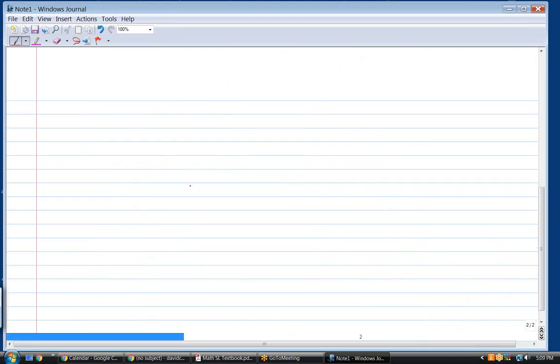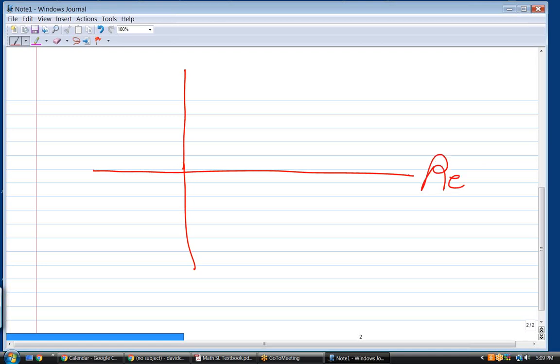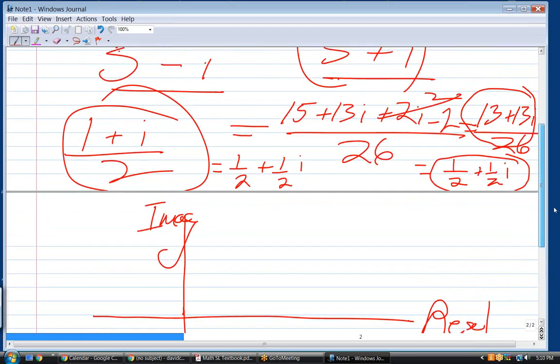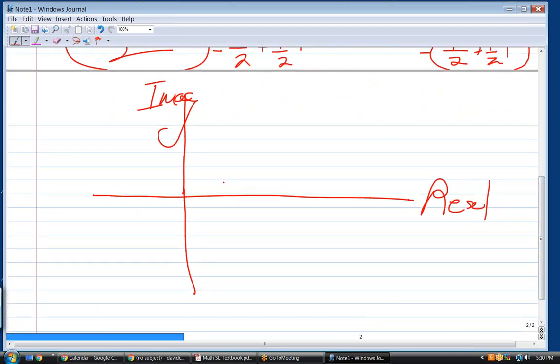And I don't know if they've taught you this or not, but when you graph imaginary numbers, the horizontal axis is the real part, the vertical axis is the imaginary part. So if I am graphing that answer 1/2 plus 1/2 I, well, I'm going to go to 1/2 on the real, I'm going to go to 1/2 on the imaginary, and there's my point. That is 1/2 plus 1/2 I.